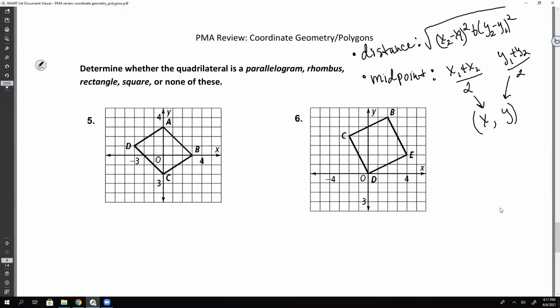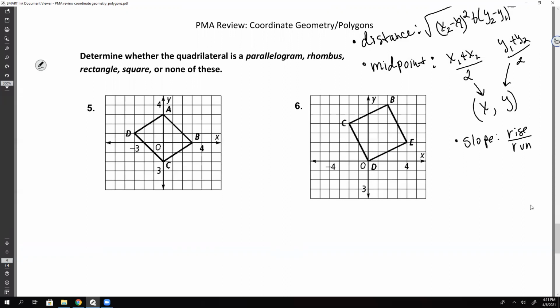Okay, so we have distance and midpoint, and then slope. Okay, guys, slope. You do rise over run. Now, I know we didn't use slope when we first taught this, but I'm going to show you how to do it. So you have like another tool that you can use. All right, and if you're doing slope, you have to pay attention to sign.